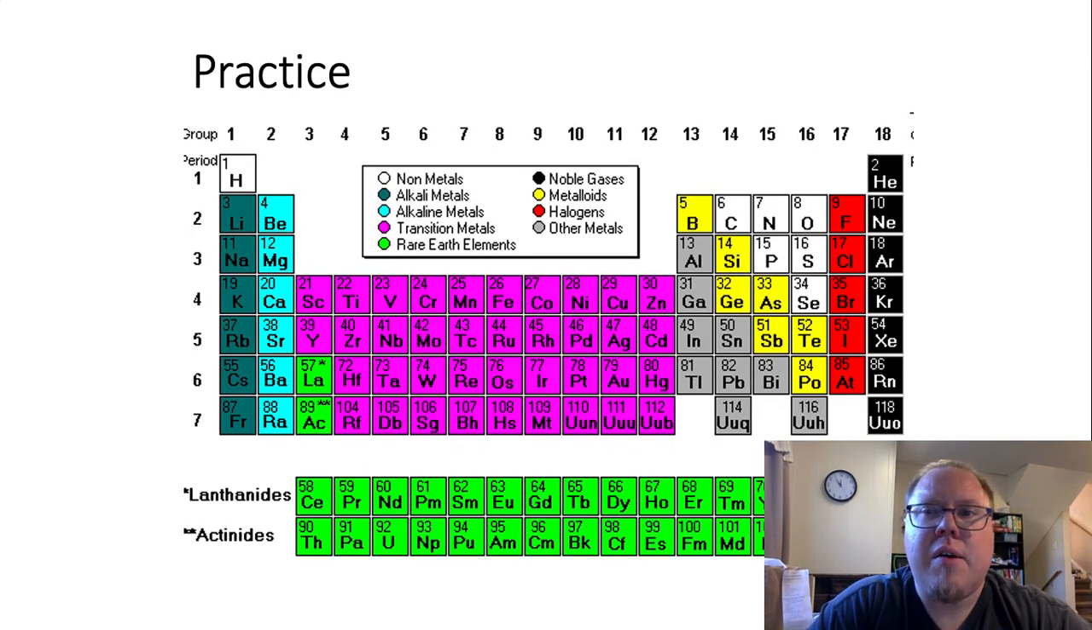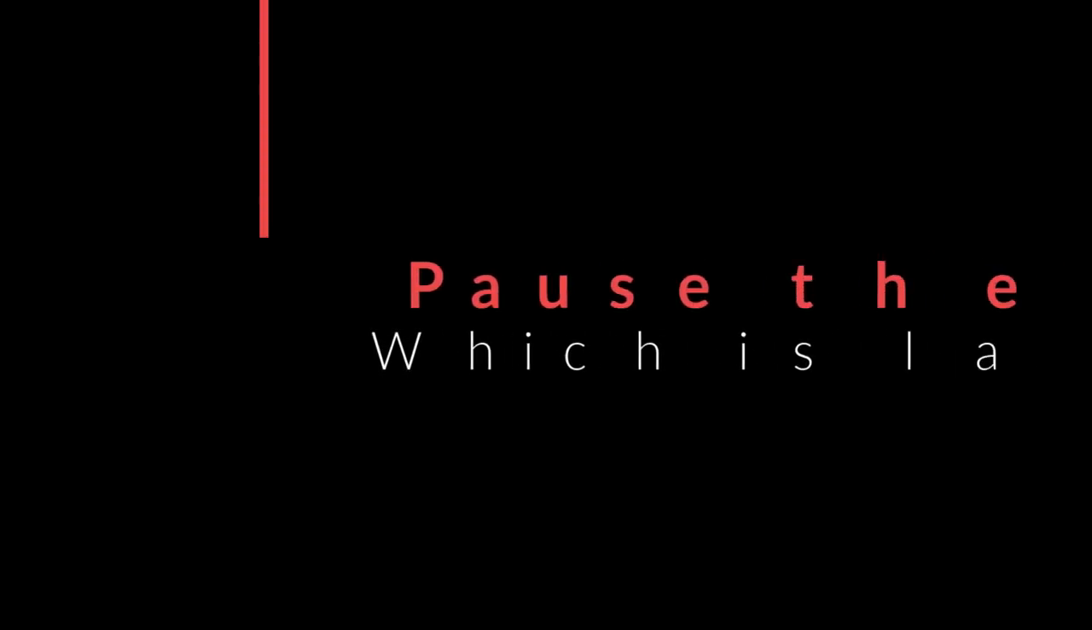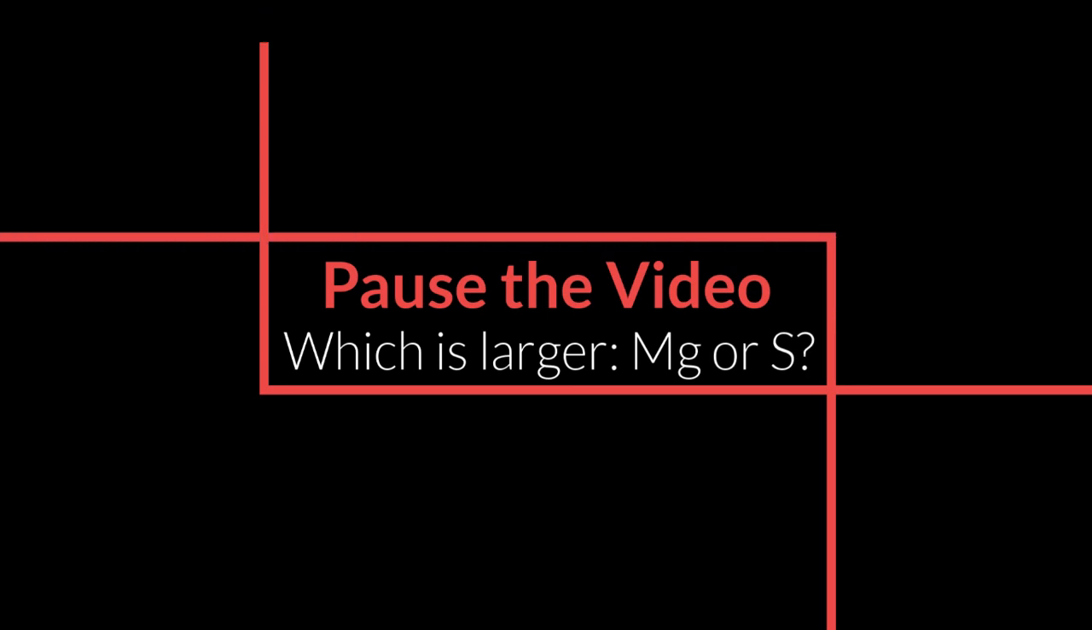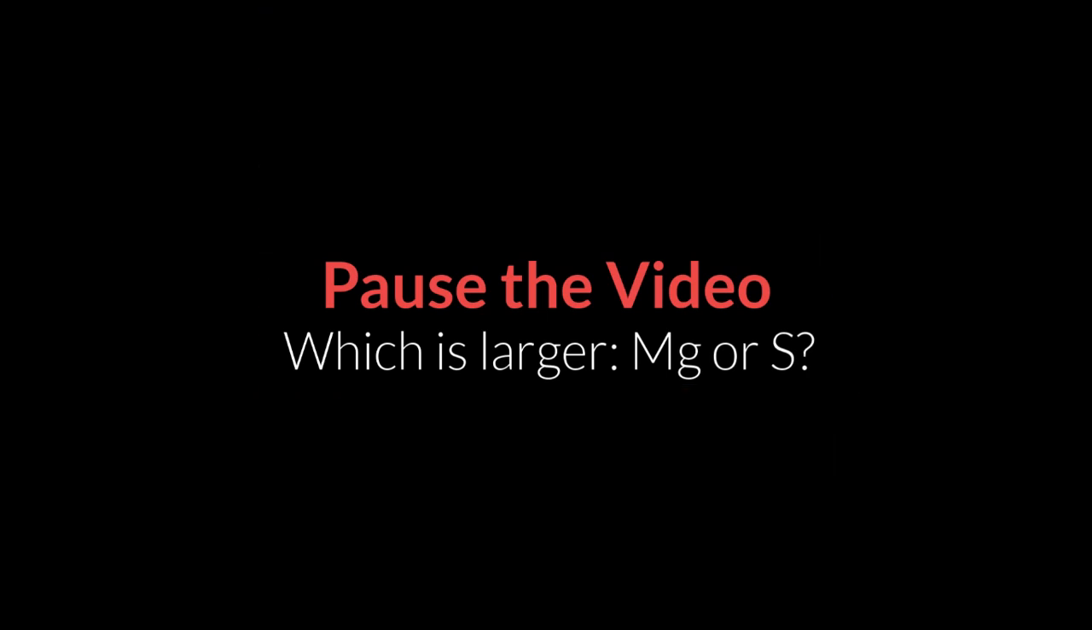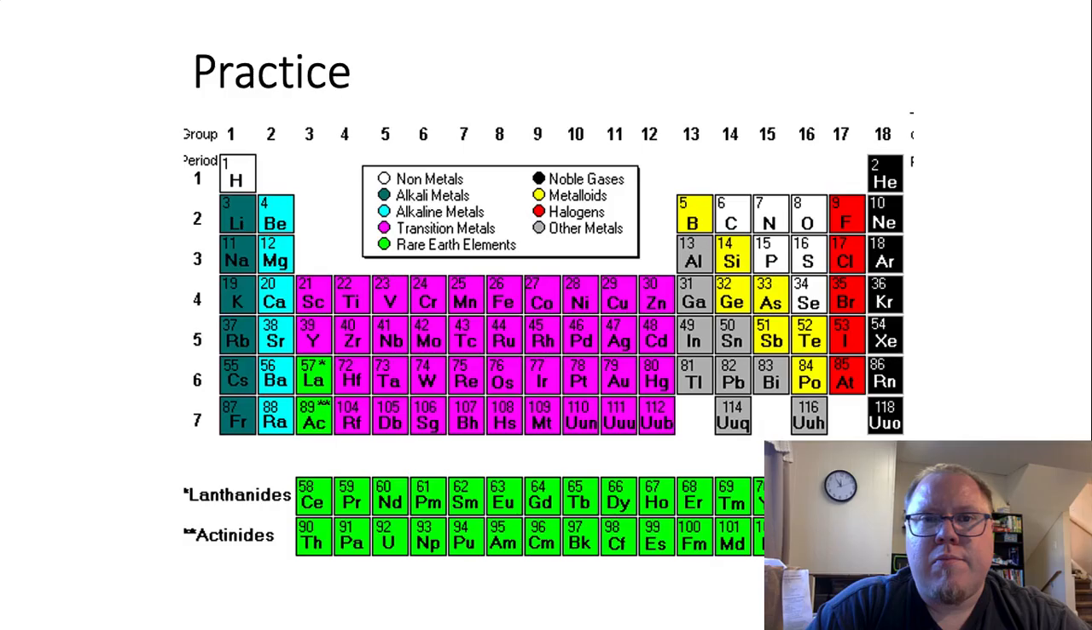Which one is bigger? I'm going to name 2. I want you to tell me which one is bigger, larger, has a larger atomic radius. The 2 I want to name are magnesium and sulfur. Got an answer? So, magnesium and sulfur are in the same row, which means they both have 3 orbits.